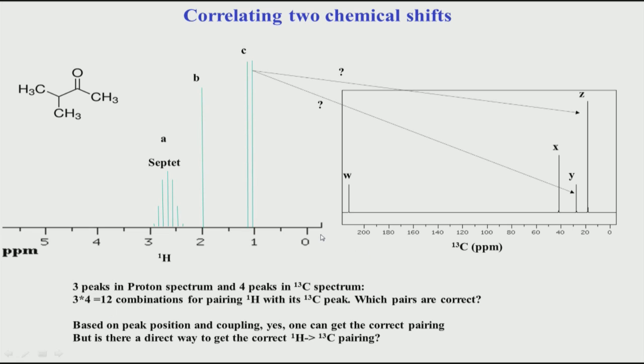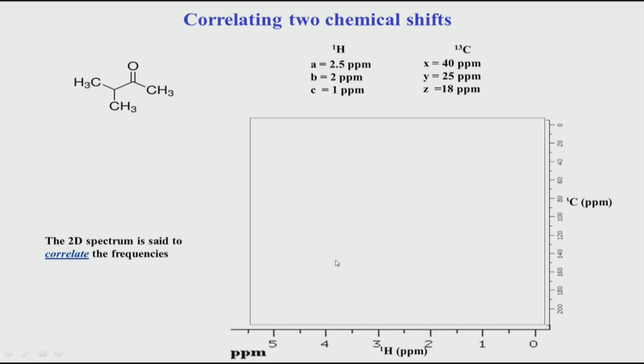But we do not know which pair is correct, and only 3 pairs are correct, because this has to be paired with one carbon, this has to be paired with another carbon, and this has to be paired with another. So, only 3 pairs are the actual pairs, but based on this spectrum alone I am not getting that information.